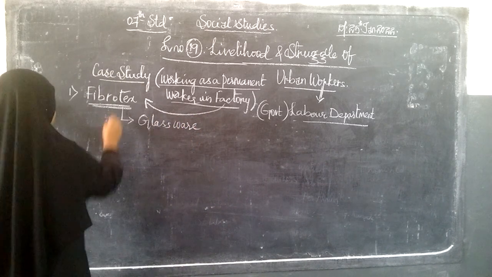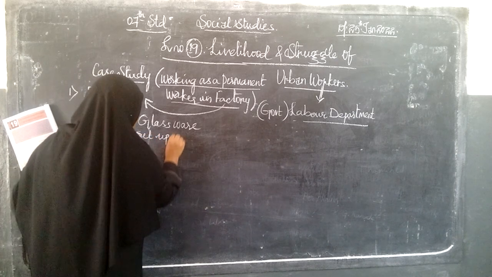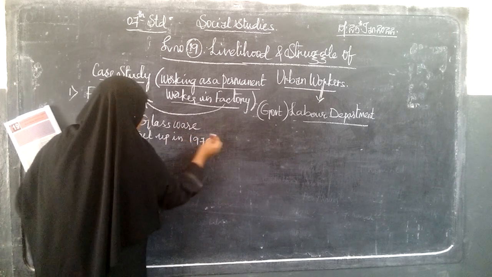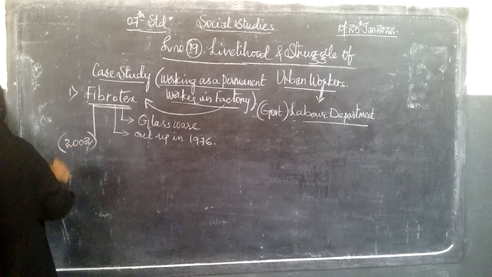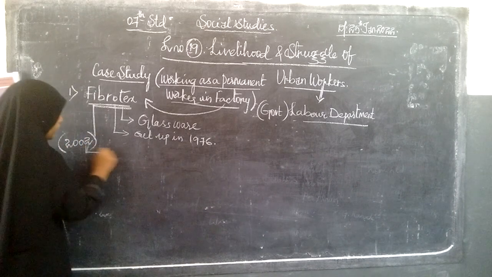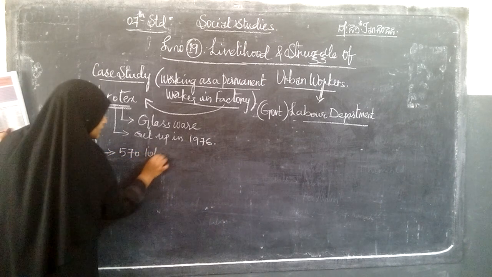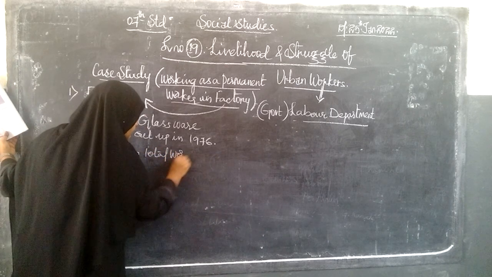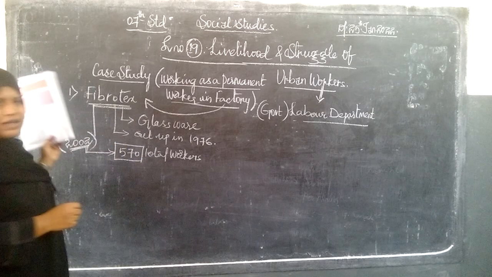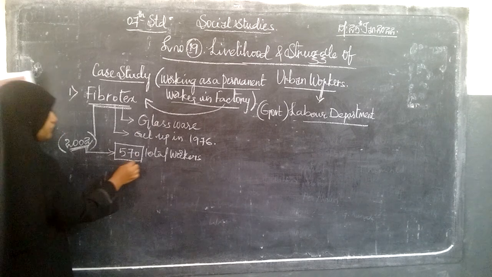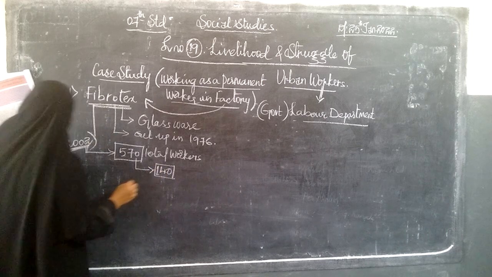A glassware factory that was set up in 1976. According to this report of 2002, there were 570 total workers. So how many workers does this factory have? They have 570 workers. Out of that 570, 140 are permanent workers.